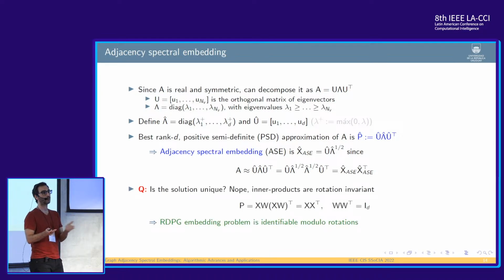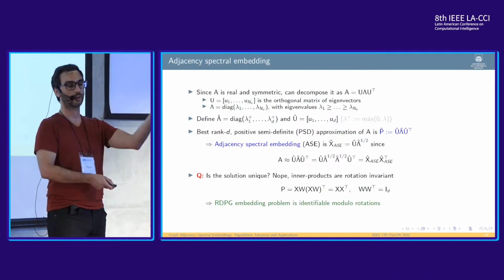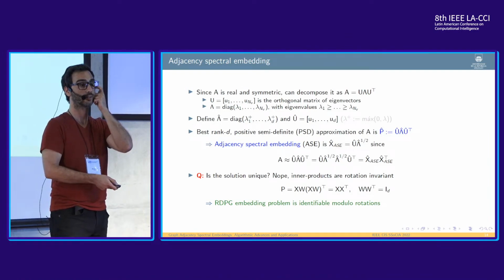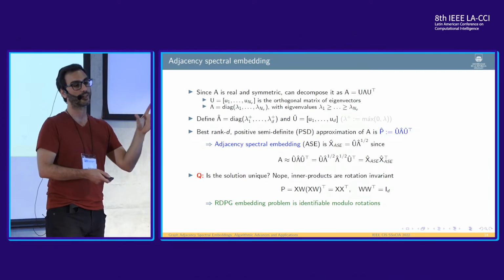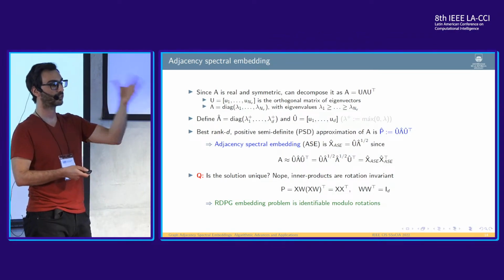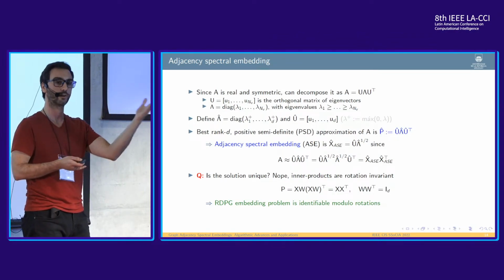Because of course the model is specified by means of the inner products between the embedding vectors. So if we rotate, for instance, every vector with the same rotation, then we obtain the same probability matrix. We can reconstruct what I just said here. If we take W, an orthogonal matrix, then the matrix X times W gives exactly the same model as the embedding X. So this is a model that is not identifiable, or is identifiable modulo rotations.